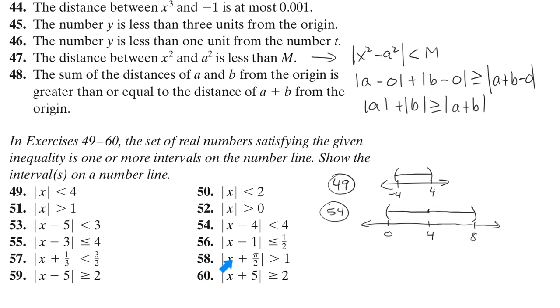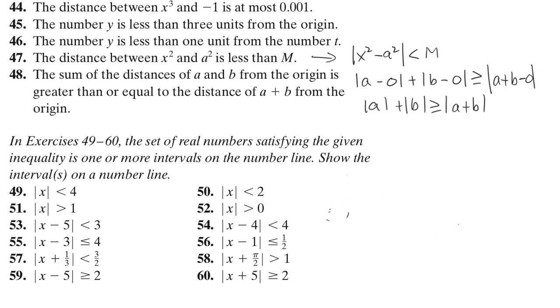Maybe 58 and 60. Let me erase this stuff here. So 58. Now in 58, we're no longer talking about the difference between these two. We're talking about the sum of them, so the sum of the distance between the sum of these and the distance to 0 is, oh yeah, that's how we can do it. That's how we can look at this. So on number 58, trying to think of an intuitive way of doing this, x plus pi over 2 minus 0 has to be greater than 1.